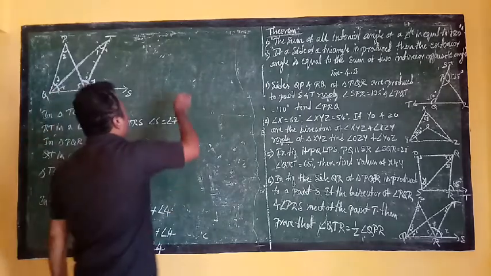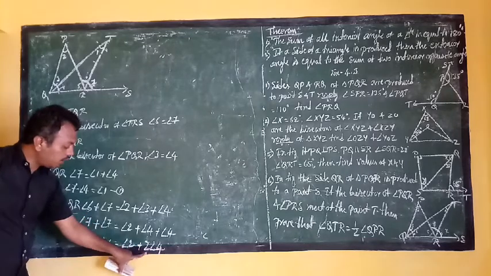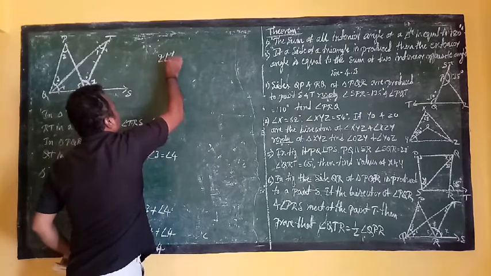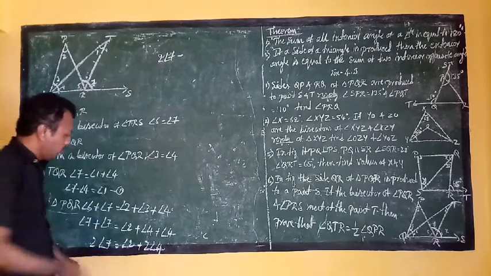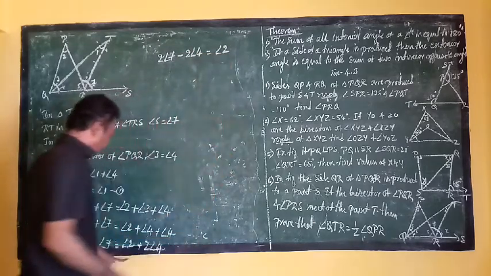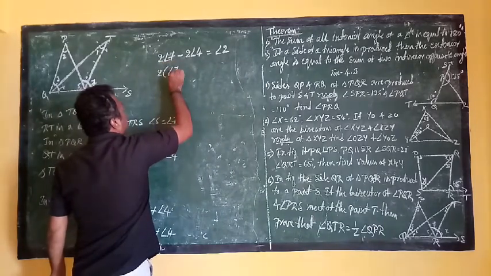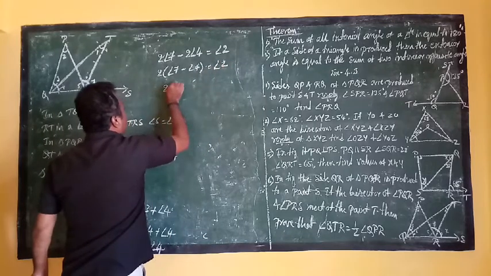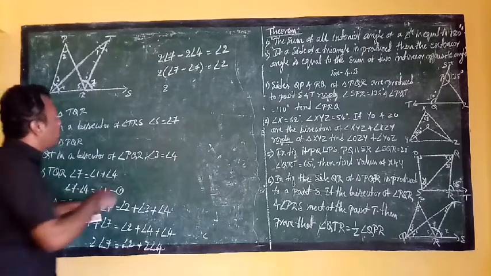So now angle 2, you have to keep here only. Angle 2 plus 2 times angle 4, you have to send here. Therefore, 2 times angle 7 minus 2 times angle 4 becomes angle 2. Okay. Now 2 is the common factor. Remaining angle 7 minus angle 4 is equal to angle 2. So 2 times angle 7 minus angle 4. Angle 7 minus angle 4, what do we get? Angle 1.